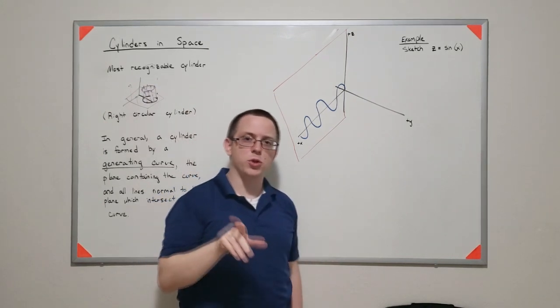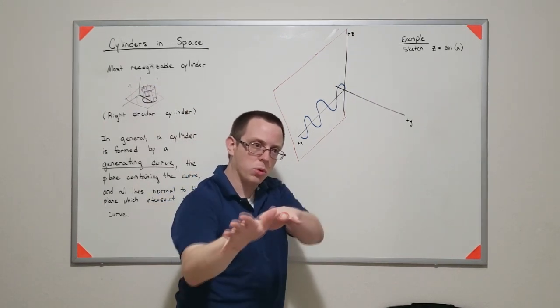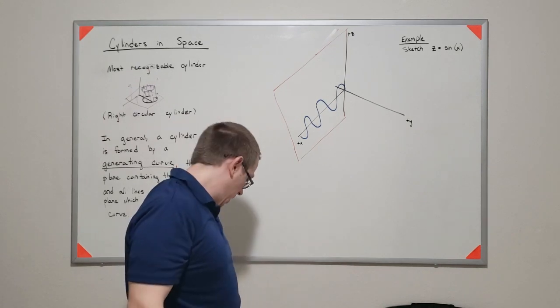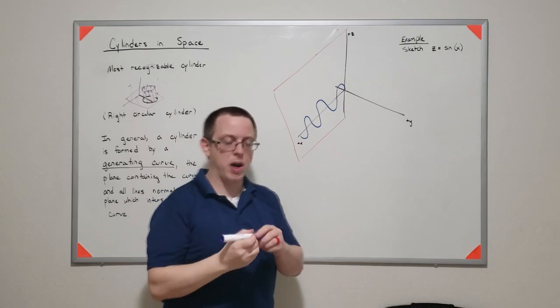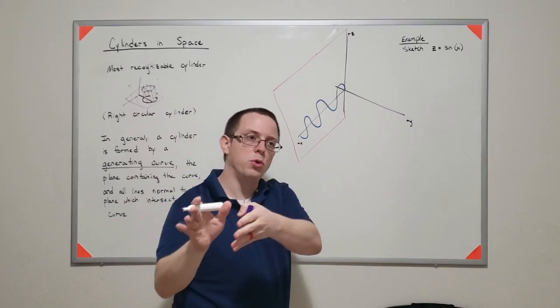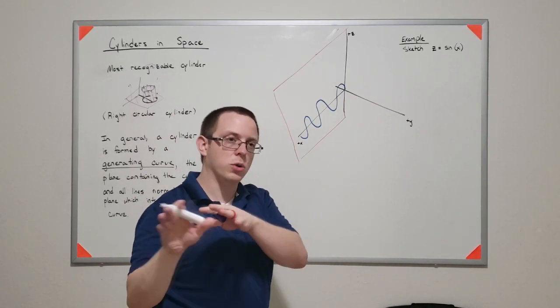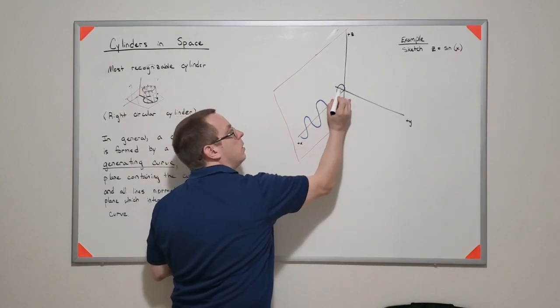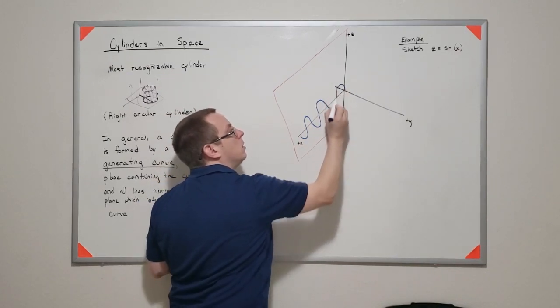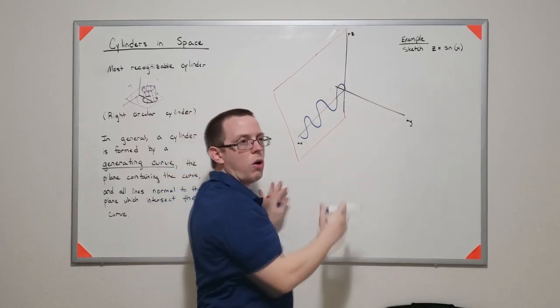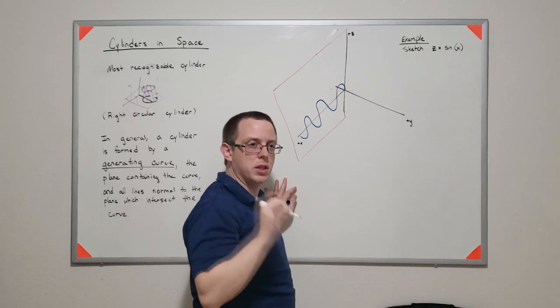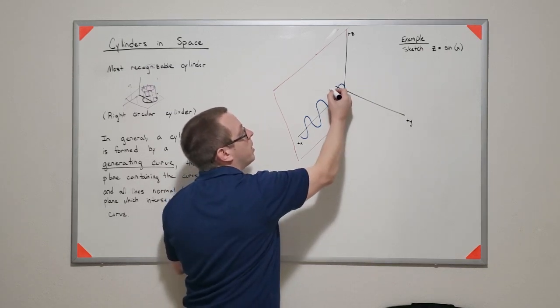And then I want to think about those normals, right? We want to think about those normals that come out of the plane. And we want to think about only those normals that come out of the plane that also touch the curve. Since they'll all be parallel to the y-axis, probably the easiest way is to draw parallel lines to the y-axis.